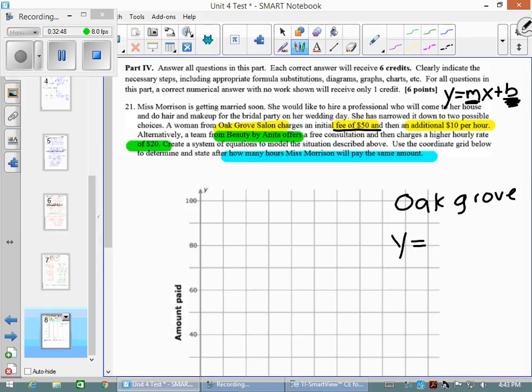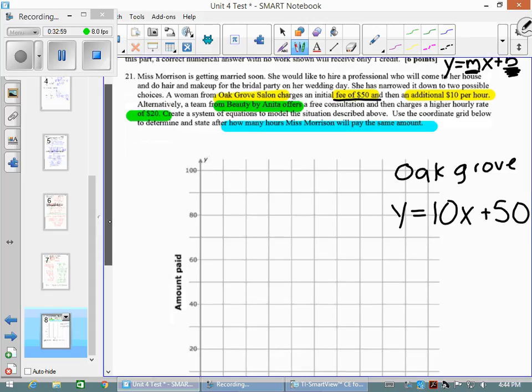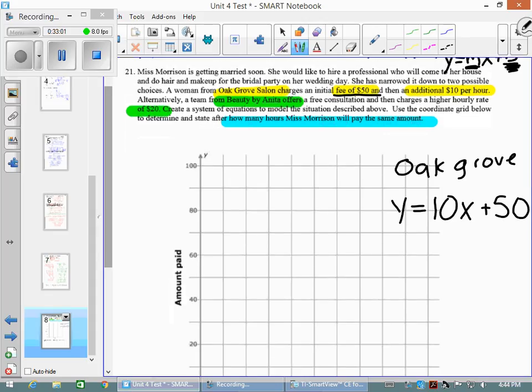So that is our first equation. And our second one, they're telling me Beauty by Anita. She has a free consultation, and then hourly is $20. So if I put that $20 is my slope, that's how it's changing every time, so that equation is going to be 20x. So now we need to graph both of these.